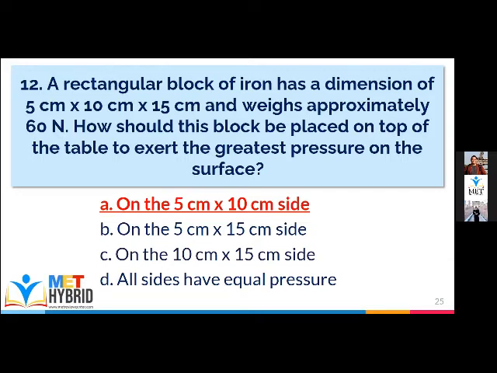So basically, if you divide 60 by 50, you will get 1 point something. When you divide 60 over 75, you will get 0 point something. When you divide 60 by 150, you would also get a small decimal. So here, you will get the greatest pressure if you divide your force by the least area, which is letter A. So 12 here is letter A.